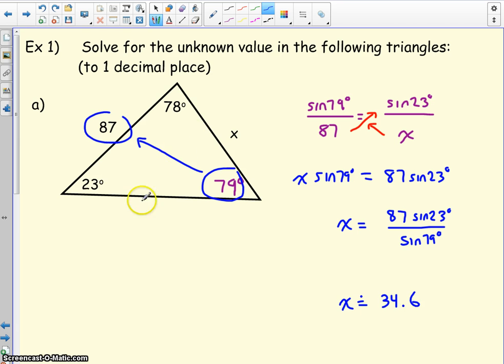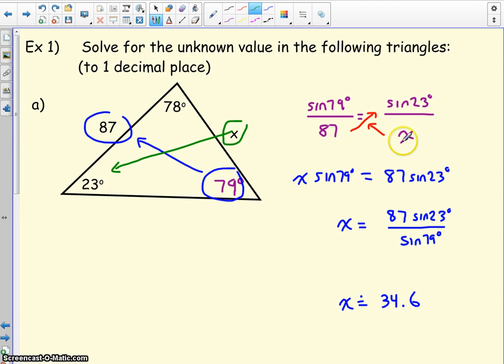That'll be equal for every other pair of corresponding sides and angles in the triangle. So if I want to solve for x over here, I use the 23 degrees across from there. So sine 79 degrees over 87 equals sine 23 degrees over x. And then it's just a matter of using algebra to solve for x.